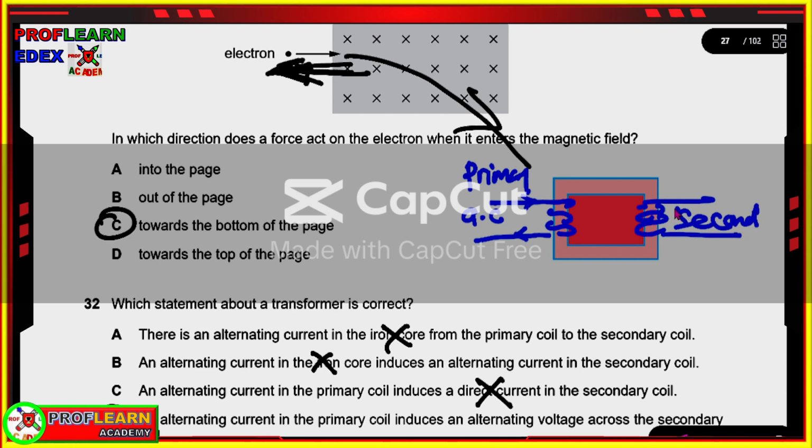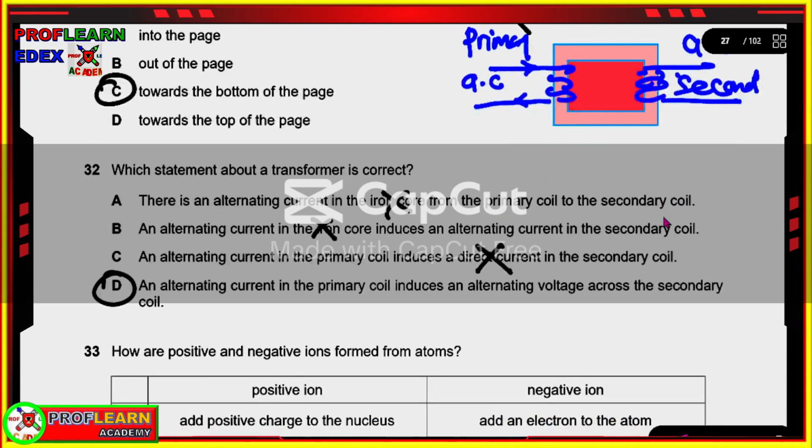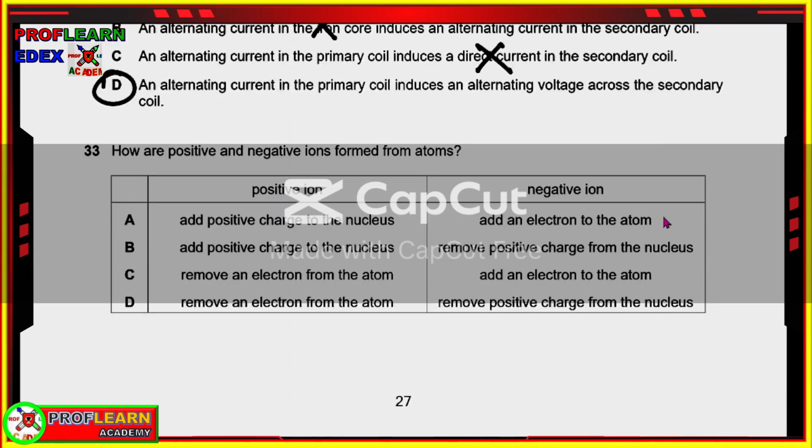an EMF is induced in the secondary coil, and the output is also alternating, because the field will be changing size and direction. So the EMF that will be induced in the secondary coil will also be changing size and direction.